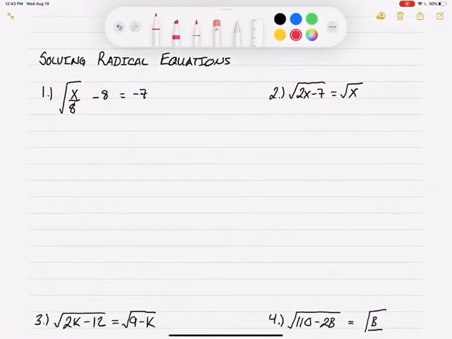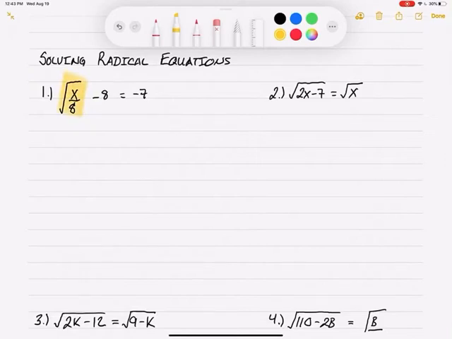Alright guys, we're going to look at another set of examples for solving radical equations. These equations are a little more advanced, there's a little more to them than the previous video. Our goal is still the same. We want to solve for x or k or b, whatever the variable is, but to do that I need to make sure that I first get the radical by itself.